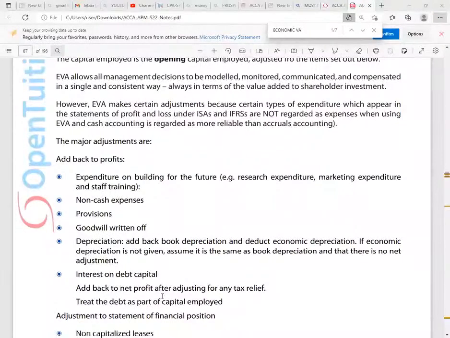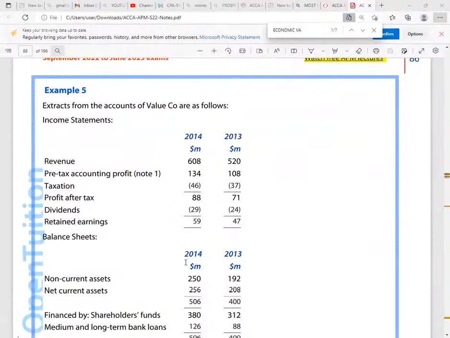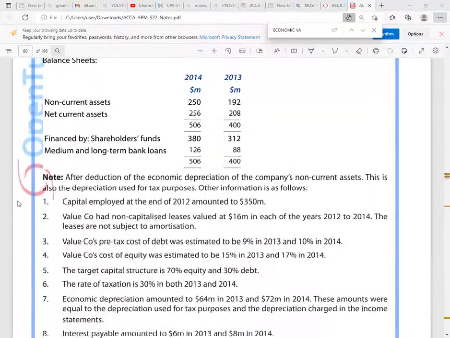So the best thing, ladies and gentlemen, is to go to a question. Let's go to a question, Eric. Extracts from the accounts of Value Company are as follows. We have income statements. They have given us revenue, the pre-tax accounting profit, and then we have the notes. Note 1, capital employed at the end of 2012 amounted to 350. We have Value Company with non-capitalized leases valued at 16 million in each year, 2012 to 2014. The leases are not subject to amortization.